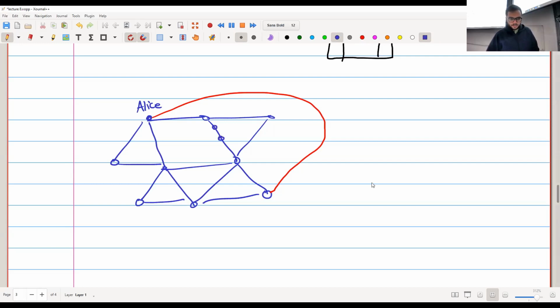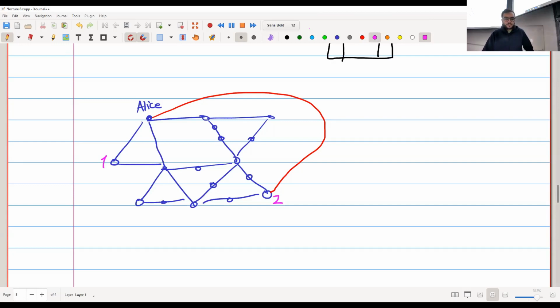Let me just add a bunch of nodes here. I want to make these paths a bit longer. Okay. So here's what she does. She says, transaction 1, she announces it here. And then she announces transaction 2 here.